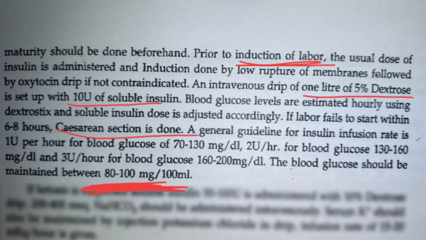We will already mix it and keep it prepared. And then we will keep on monitoring the blood glucose level. If the reading is around 70 to 130 mg, then we will provide 1 U per hour. If it is 130 to 160, then we will provide 2 U per hour. If it is 160 to 200, then we will provide 3 U per hour. Like that, based on the blood glucose level, we will provide the insulin.